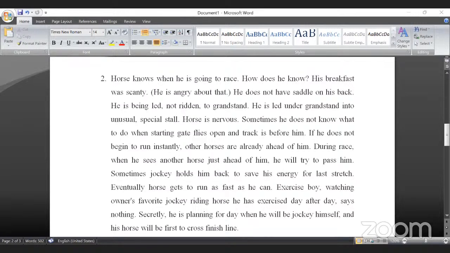All of them again come from the context; all of them are related to that specific space. So everything has to be added with a "the" in this case. The exercise boy, watching the owner's favorite jockey riding the horse. He has exercised day after day, says nothing. Now, the last sentence: secretly he's planning for the day when he will be a jockey himself and his horse will be first to cross the finish line.